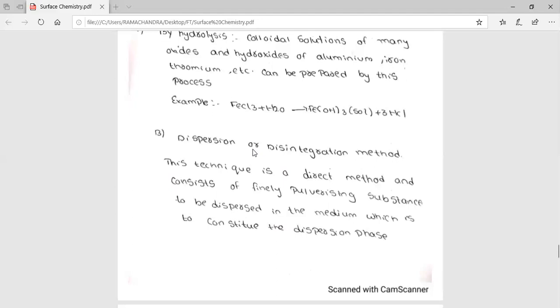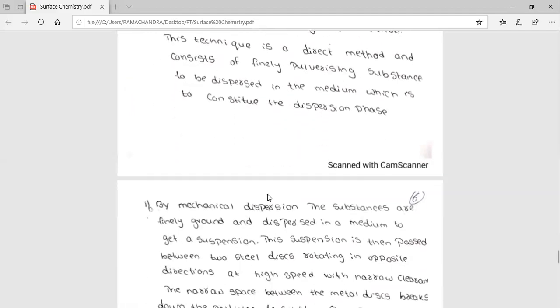Now the dispersion methods. It is a direct technique. This method consists of finely grinding the substance to be dispersed in the medium, which constitutes the dispersion phase.